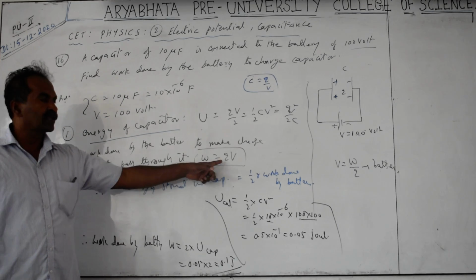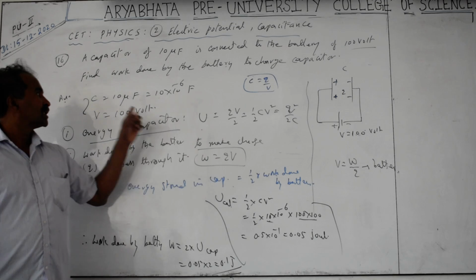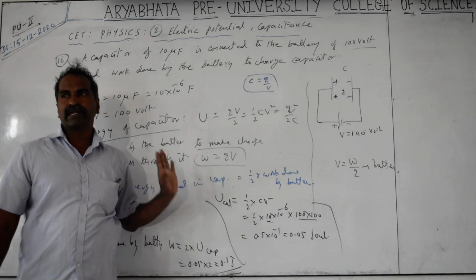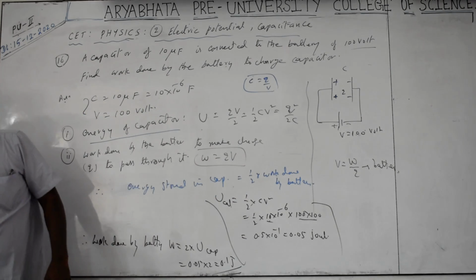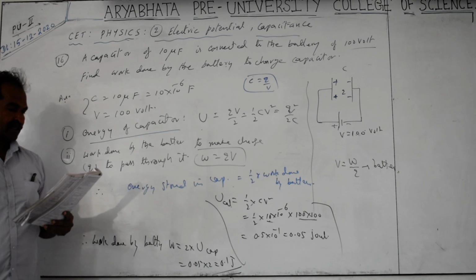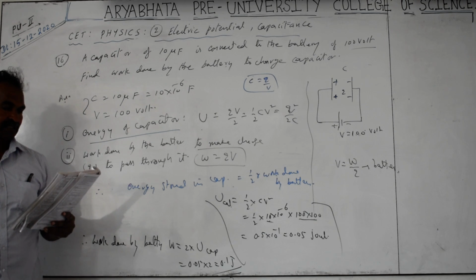Or else you can have QV directly. How do you know Q? You know C equals Q by V, so Q equals CV. From that also you can calculate. That is left to your choice. That is how you save time. Next is the 17th question.